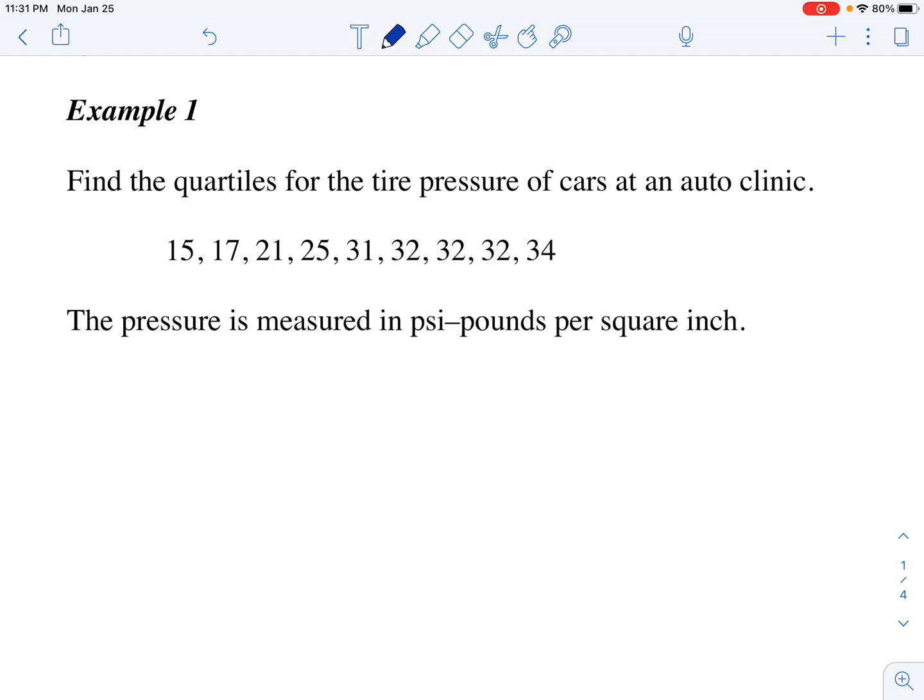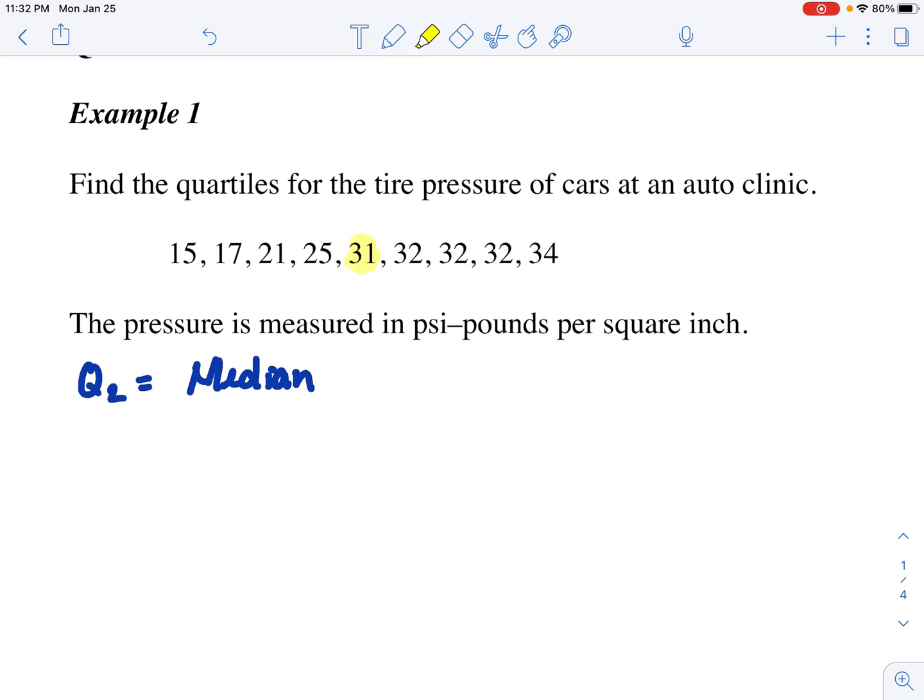Okay, first thing we are going to find is not our first quartile, but Q2. Q2 is the median. Okay, and that median is right smack in the middle. Okay, we've got 9 of these, which when it's odd makes it a lot easier. So we just get the one that's right in the middle, which is 31.